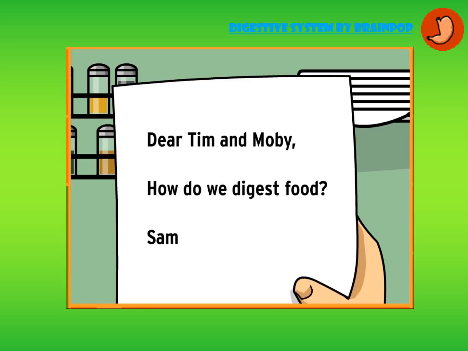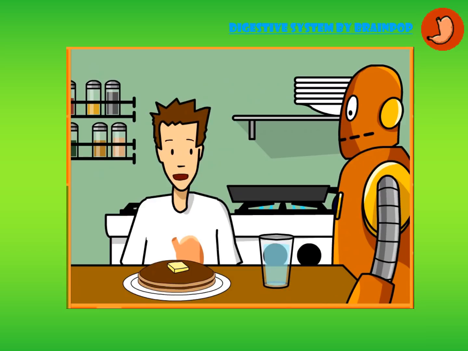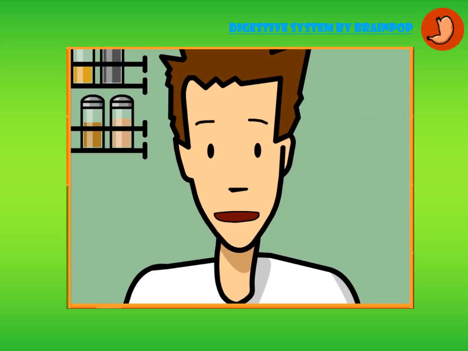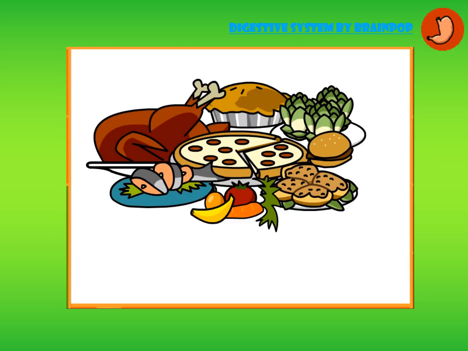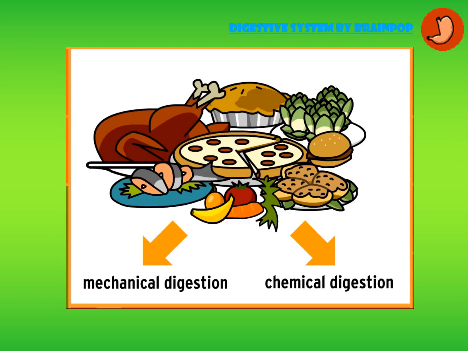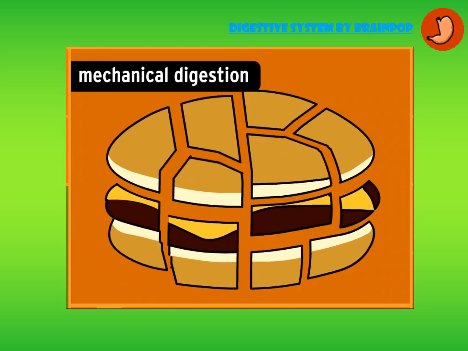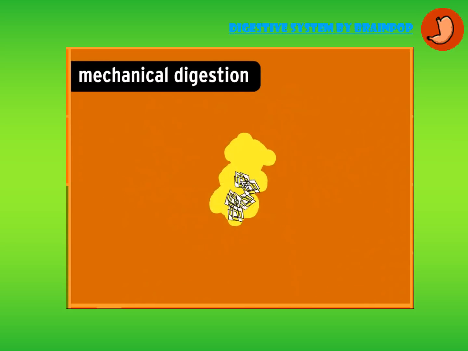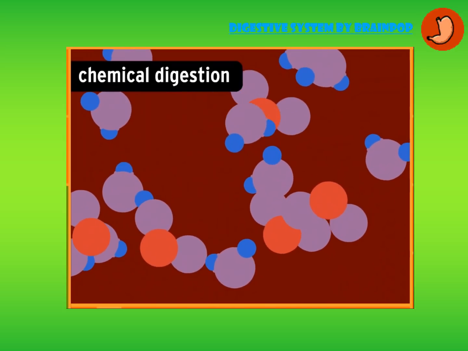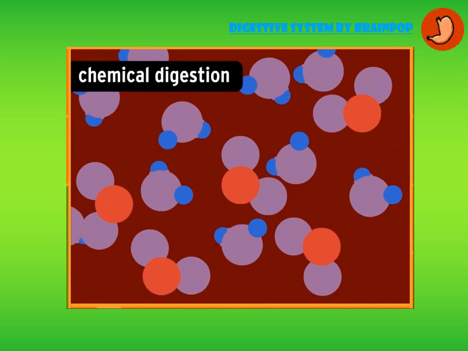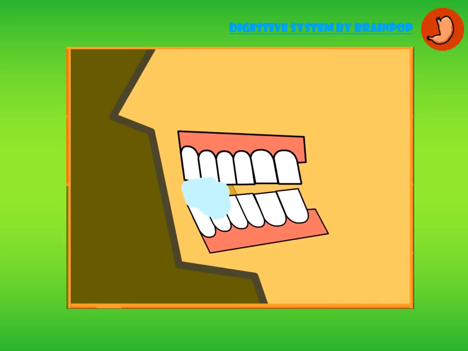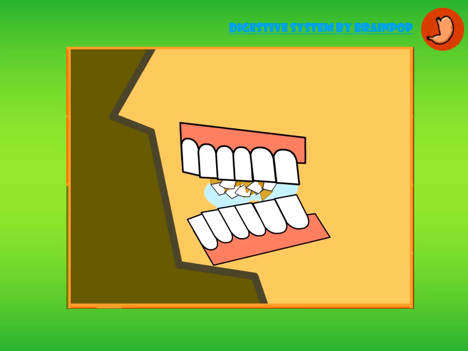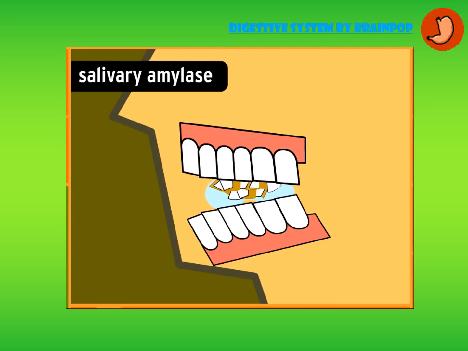Dear Tim and Moby, how do we digest food? From Sam. Oh, I thank you. Digestion is about breaking apart the food we eat so that our bodies can use the food's nutrients. Food is broken up in two ways, mechanical digestion and chemical digestion. Mechanical digestion is the physical breaking apart of food. Chemical digestion is when chemicals called enzymes break food into molecules that your body can absorb. Both types of digestion occur in our mouths. Chewing mechanically breaks food apart, while an enzyme in your spit called salivary amylase breaks down carbohydrates.